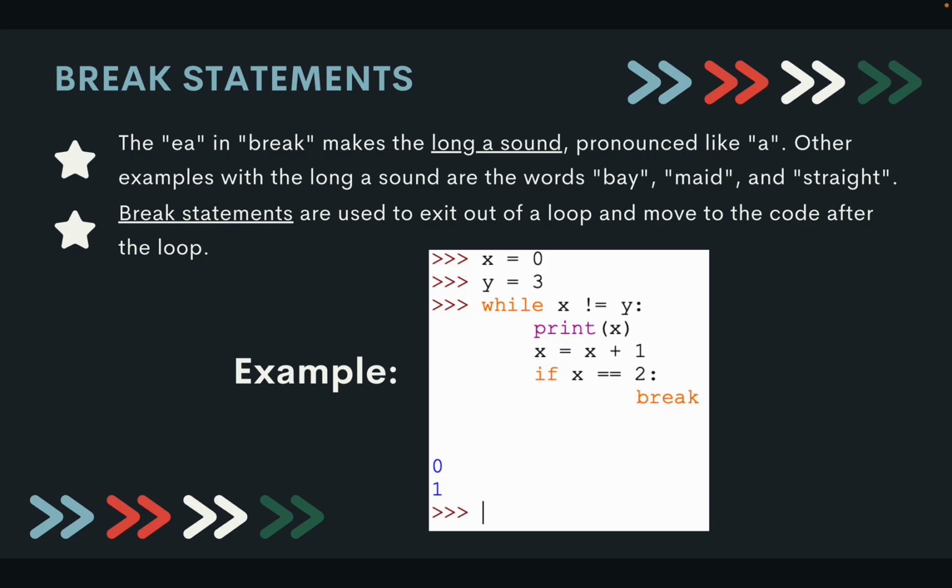So this is a similar example to the last one where x is 0 and y is equal to 3. And while x is not equal to y, we're printing x and we're still incrementing x. But if x is equal to 2, we're breaking out of the loop. So the loop runs 2 times, and then when x equals 2, it goes into this if block right here, and then it will automatically exit from the while loop.